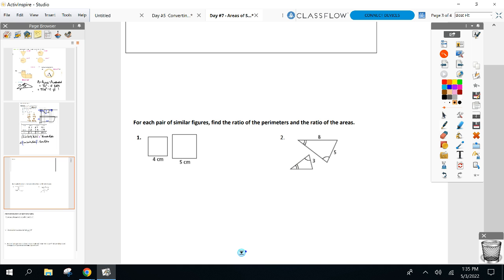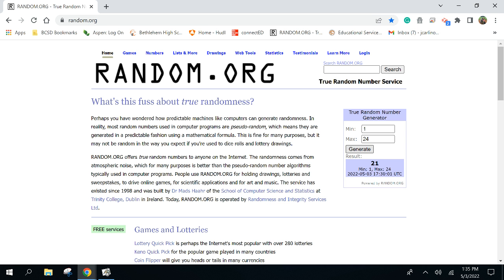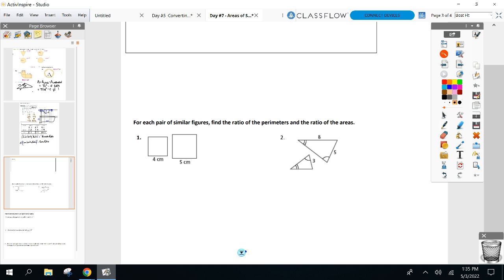Find the perimeter ratio and the area ratio if they're similar. First thing I need from you, what's the side ratio between these two? I don't know if they're rectangles or squares, and I'm not going to guess. But what's the side ratio? Don't overthink this. It's right in front of you. What's the side ratio for figures in number 1? Name 2 corresponding sides. 4 and 5. Done. We're done. Right?